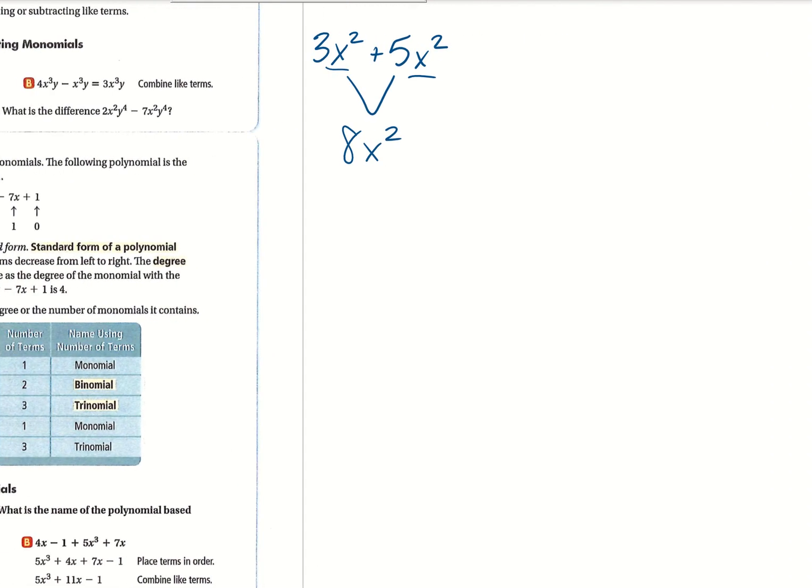Now, an example of one that seems like maybe it would be, but isn't, well, there's a few examples, right? So we have 4x plus 4x squared. These are not like terms, and the reason is this one has a degree of 1, whereas this one over here has a degree of 2. So you cannot combine.